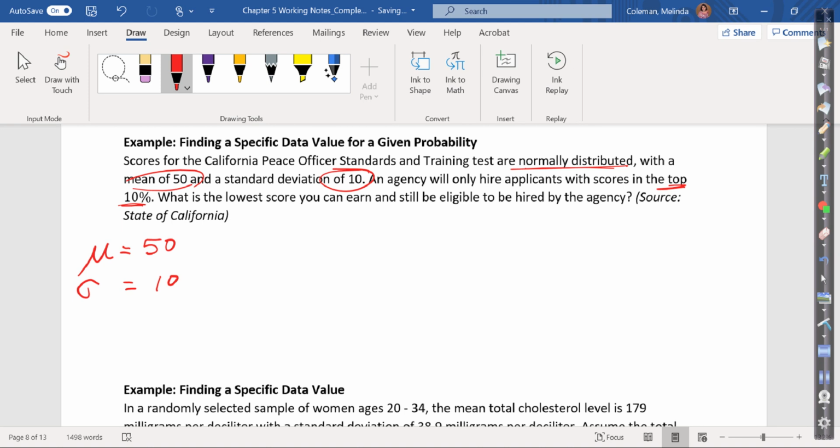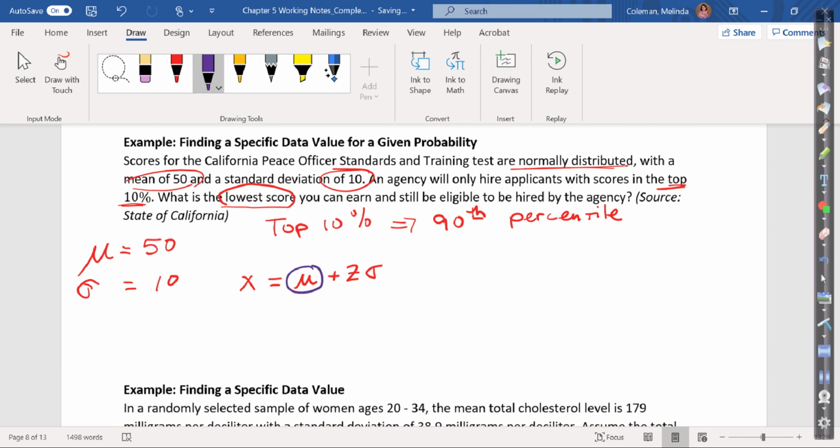Okay. So let's interpret now. Top 10% equates to the 90th percentile. So if we were to think, okay, I need to find the X value, because again, I want the real score, the lowest score. So if I'm looking at my formula, X equals mean plus Z times standard deviation. Well, I know the mean, that's 50. I know the standard deviation, that's 10, but I don't know Z. So the first thing I have to do is find Z.